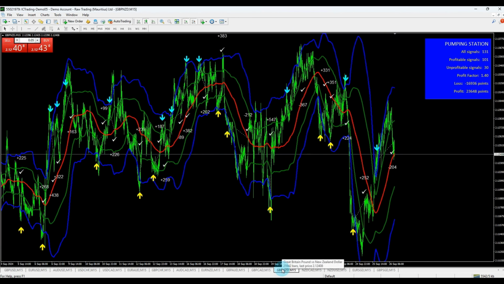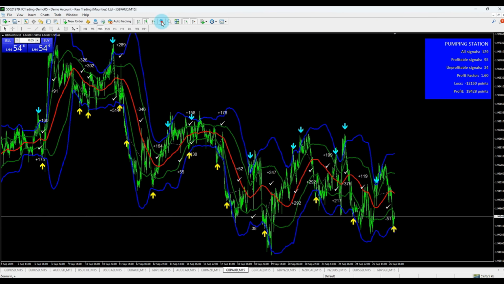So I don't think there is a pound NSD. That was a different trade. Pound AUD, here we have a new trade in a sideways trend.